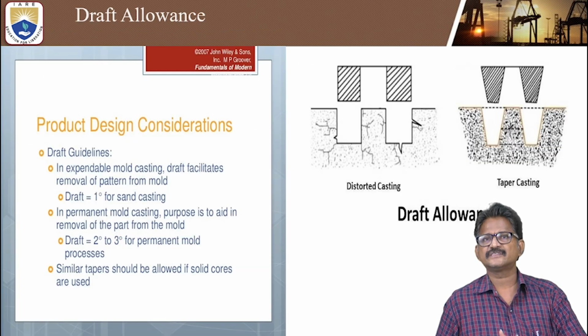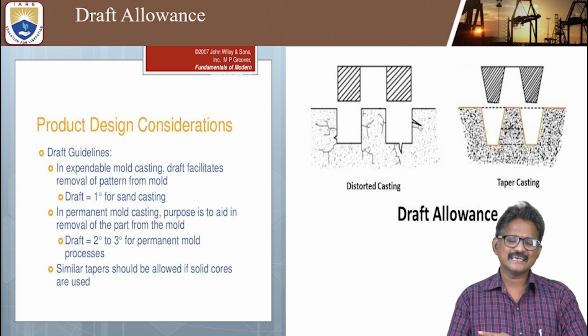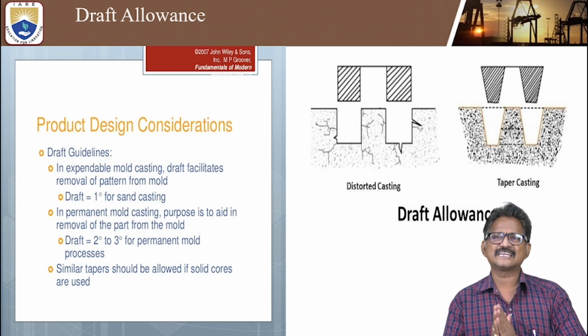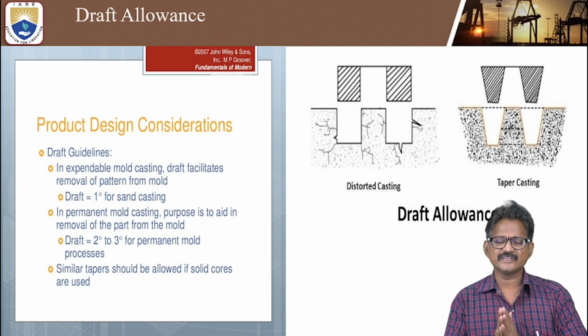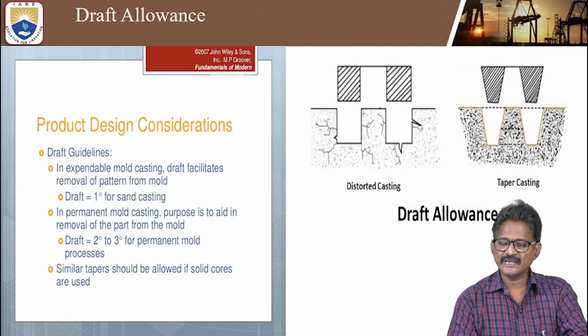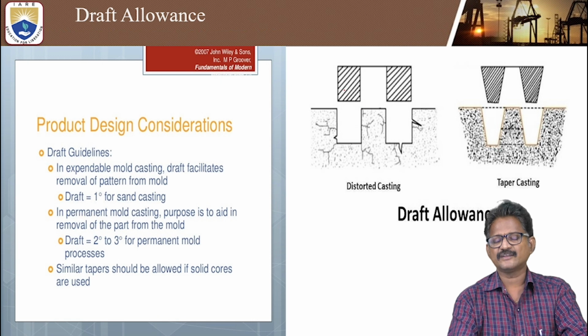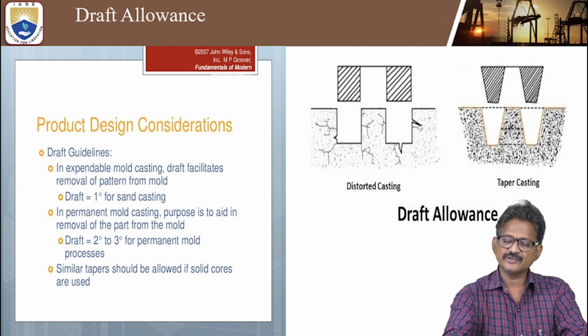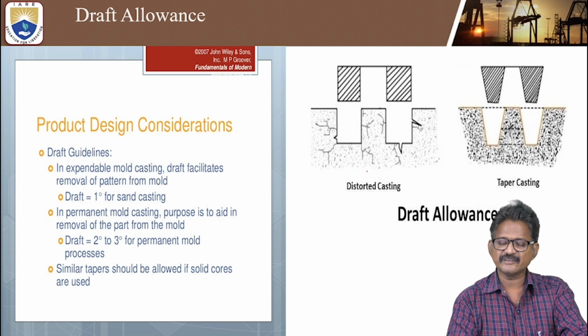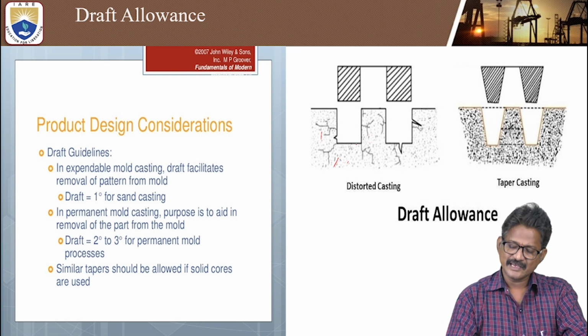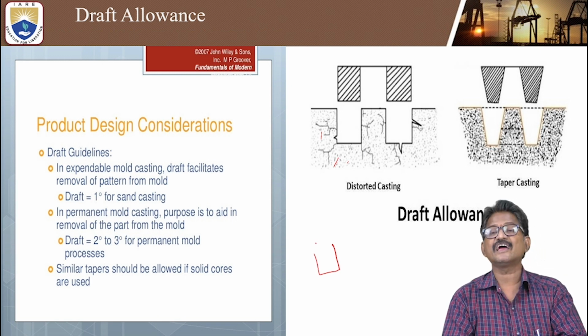Okay, next, another important thing is draft allowance. The second important type of allowance is draft allowance. When discussing draft allowance, look at the first diagram and the second diagram. The first diagram has a casting, a square or rectangular block, and the pattern is the same, in a vertical shape. When you remove this pattern, what will happen? The sand may break, because it is the exact same amount. What will happen? It cannot.